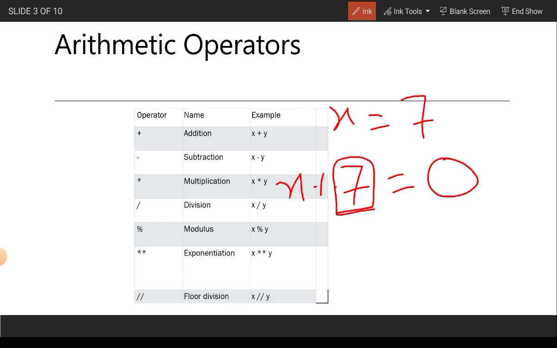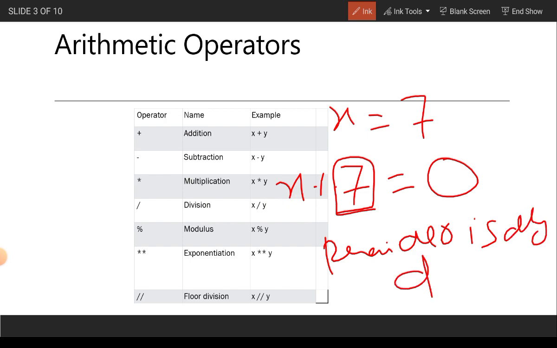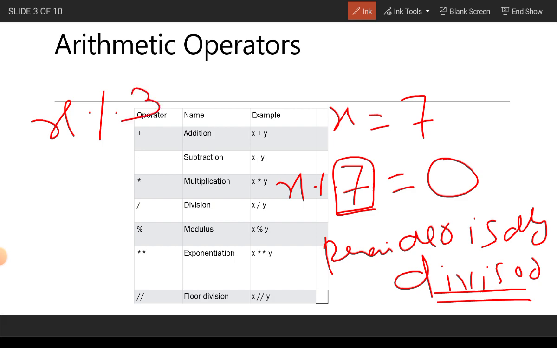The remainder is always less than the divisor. So if we divide, say x modulo 3, and suppose x is equal to 7, then 7 modulo 3, what will the remainder be? It will give 1.